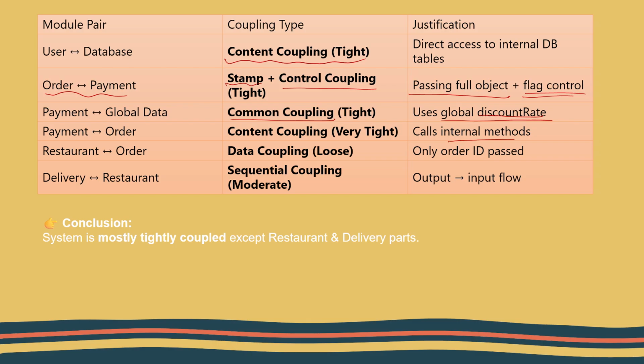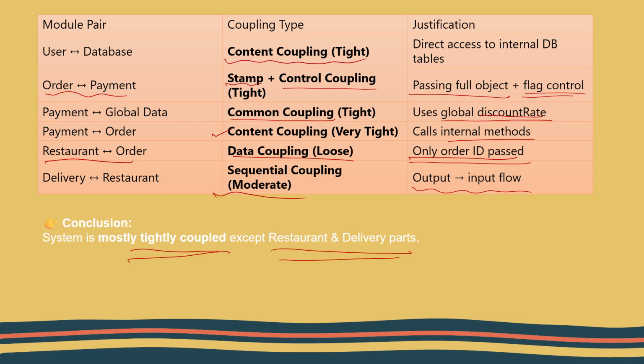Payment to order, it causes internal methods, content coupling. Restaurant to order, data coupling. Only order ID is passed. Then output to input flow, sequential coupling. System is mostly tightly coupled except restaurant and delivery parts.